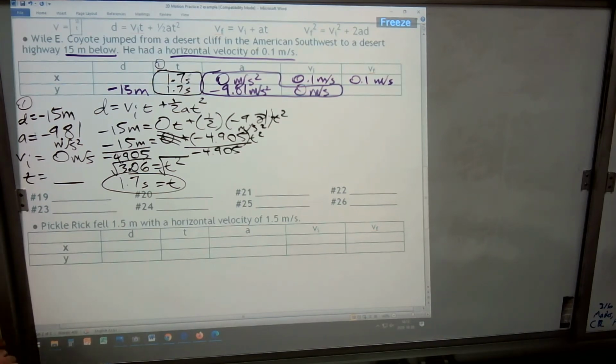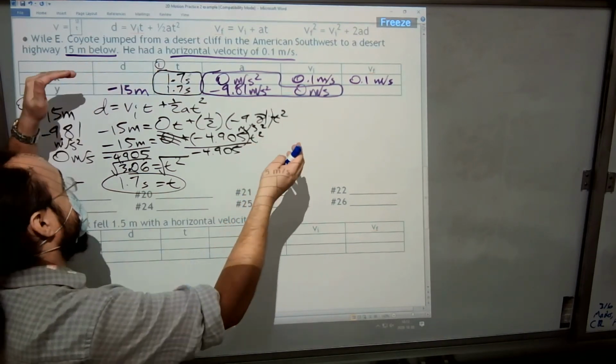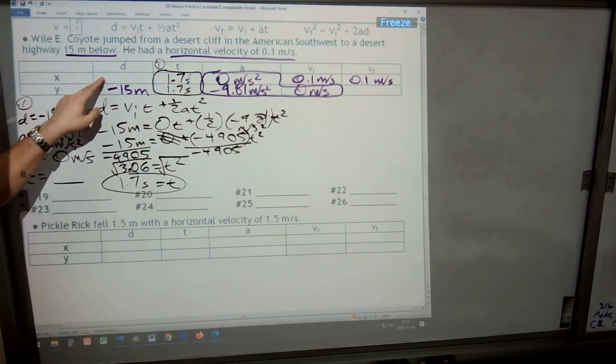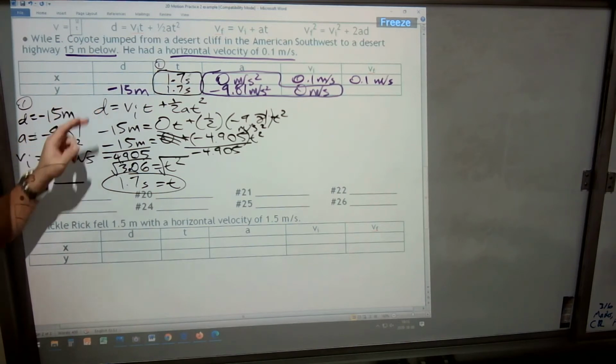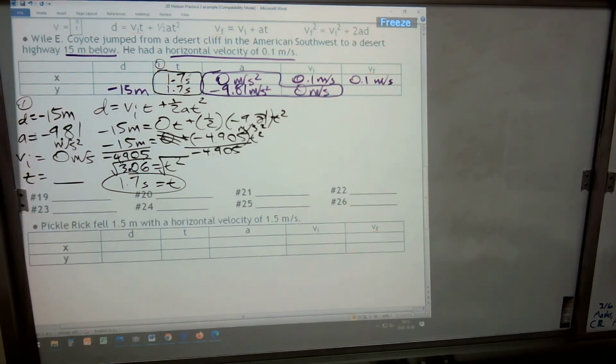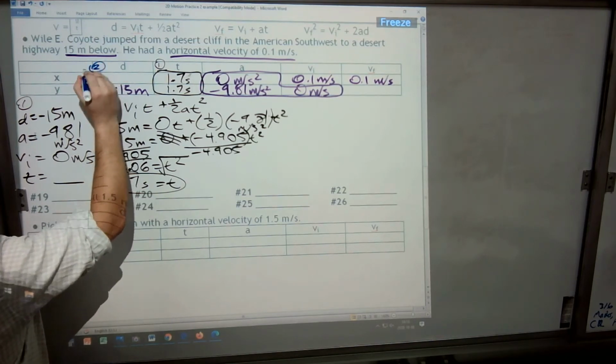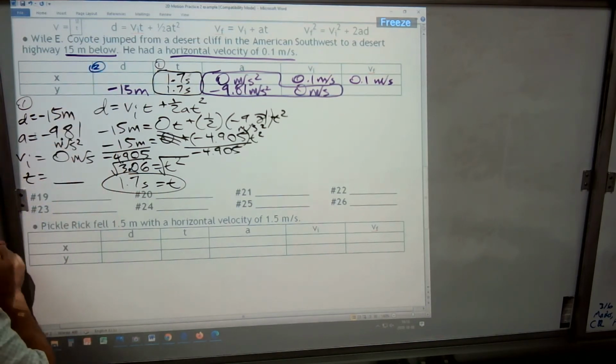Next, it doesn't matter which one you do next. I always do this one next, the horizontal distance, just so I'm doing it the same way every time. I've got a routine, and I know what to do each time. So I'll do this one next.